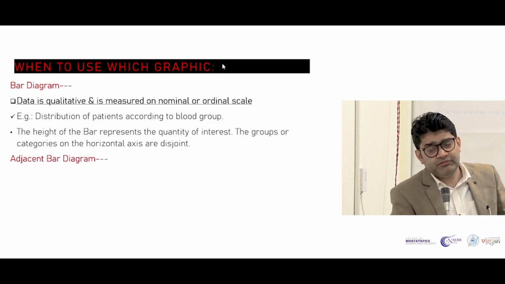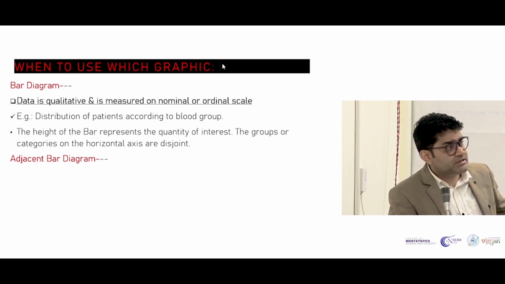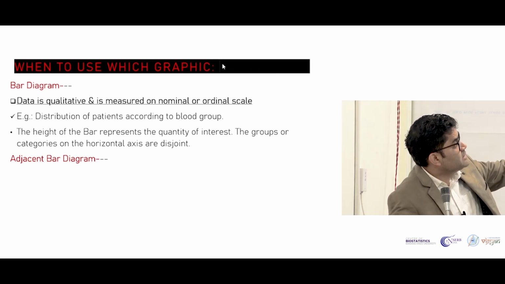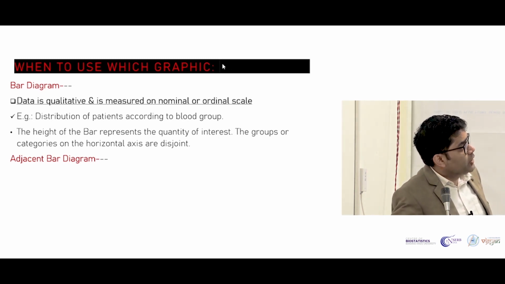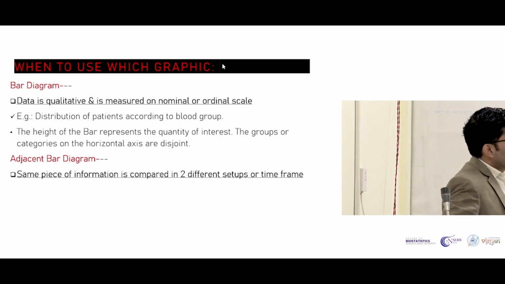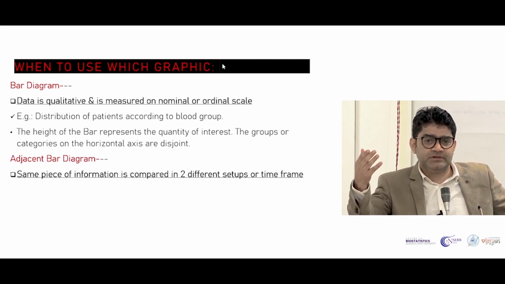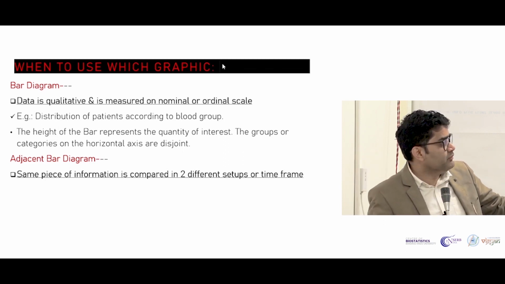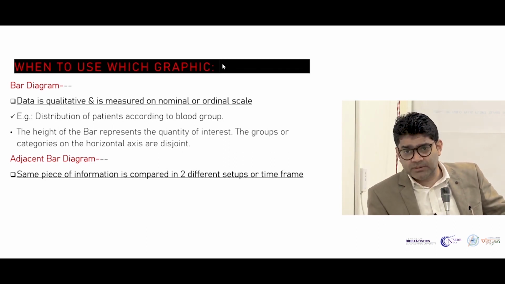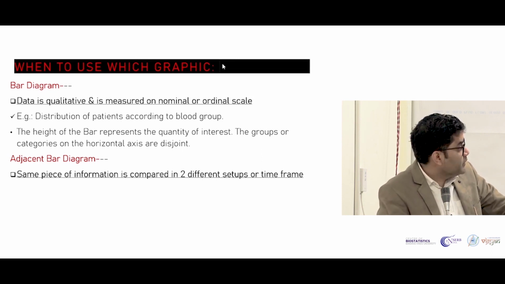In bar diagram, generally we have three types. First one is a simple bar diagram, then the second one is adjacent bar diagram. For making an adjacent bar diagram, the first condition is the same, that is data is qualitative and is measured on nominal or ordinal scale. For this we need one more piece of information, that the same information is compared in two different setups. Blood group distribution at your RSTC, USTC. Then for two places you can have two adjacent bars. One is for RSTC and second is for the second place.